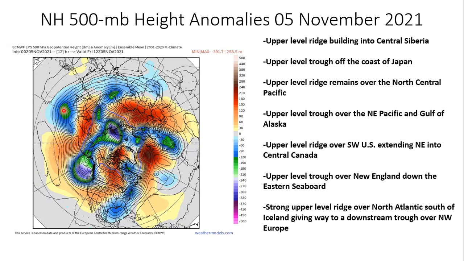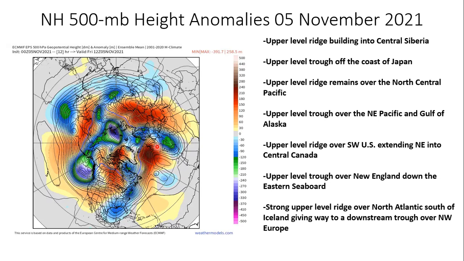Working our way towards the east, we have an upper level ridge, denoted by these orange colors over the north central Pacific. And that gives way to a downstream trough across the northeastern Pacific and the Gulf of Alaska, denoted by these green and purple colors, followed by another upper level ridge, generally poking up over the western portions of Canada. And then we have a downstream trough across the eastern United States at the present time, followed by a ridge again in the far northwestern Atlantic, south of Iceland.